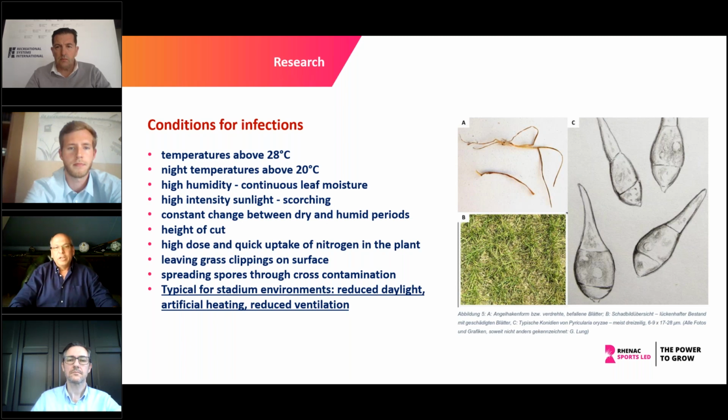So typical for stadium environments, a really hostile environment, and ideal for fungus: reduced daylight, artificial heating, so the pitch is kept at a certain heat all the time, and reduced ventilation.